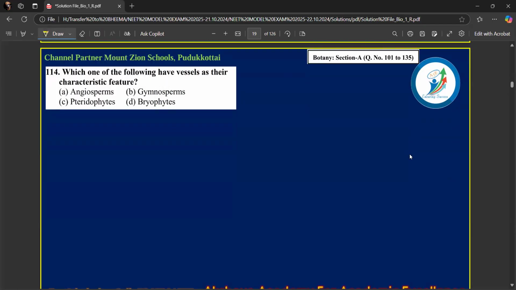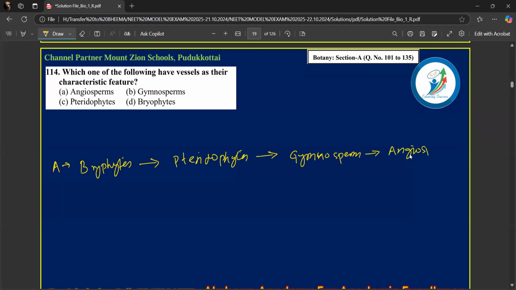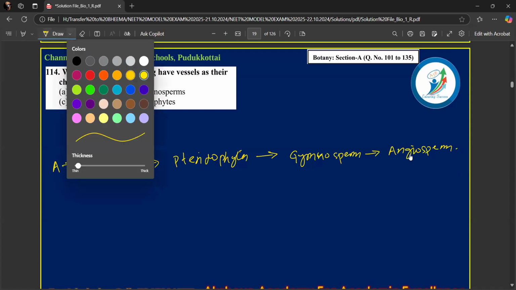evolutionary aspect of plants, it was algae, then bryophytes, then came pteridophytes, then came gymnosperm, and then angiosperm. This sequence is also important in respect to the evolution chapter, because at the time of dinosaurs, there was gymnosperm and not angiosperms. So you can go through that also.